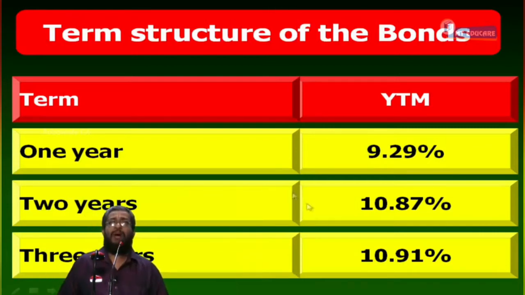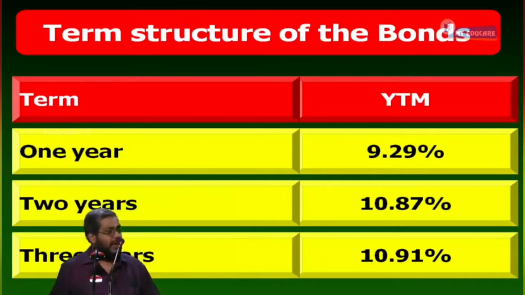Because with the help of the term structure of bonds, I'll be able to calculate a number called forward rates. Why do we require forward rates? Very simple. I'll discuss in today's class in a few minutes. But forward rates can be calculated using the term structure.